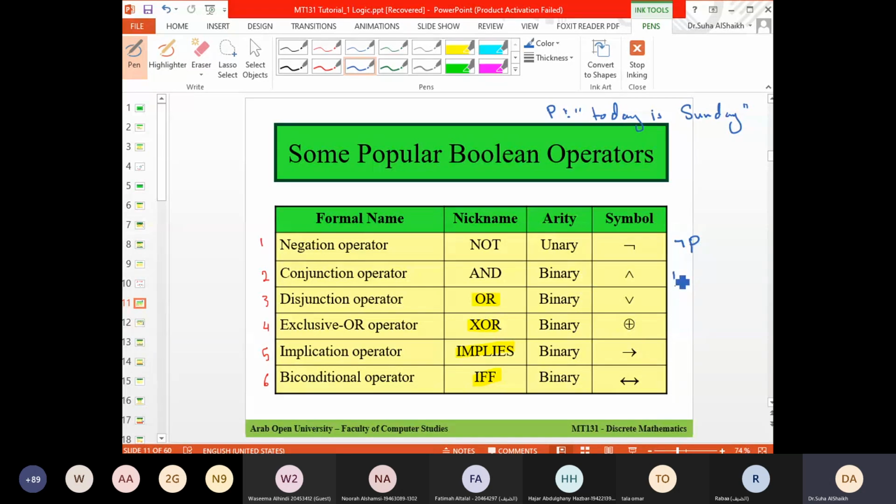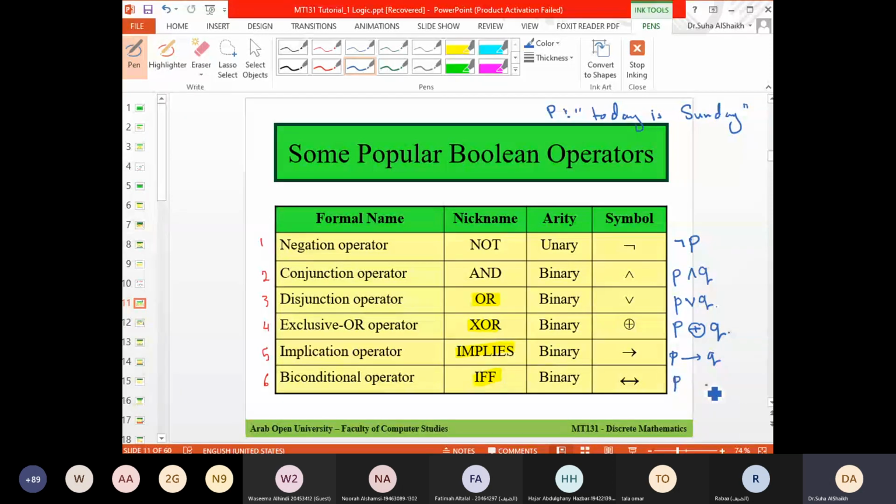The binary one is the and, for example P and Q, like we did a moment ago. The or, which is disjunction, means P or Q. Today is Sunday or today is raining. Now, an exclusive or, and we will understand what the exclusive or is later on. P exclusive or Q means P or Q but not both at the same time. It implies P implies Q, for example, if you study hard then you will get an A in the exam. This is the implies operator.